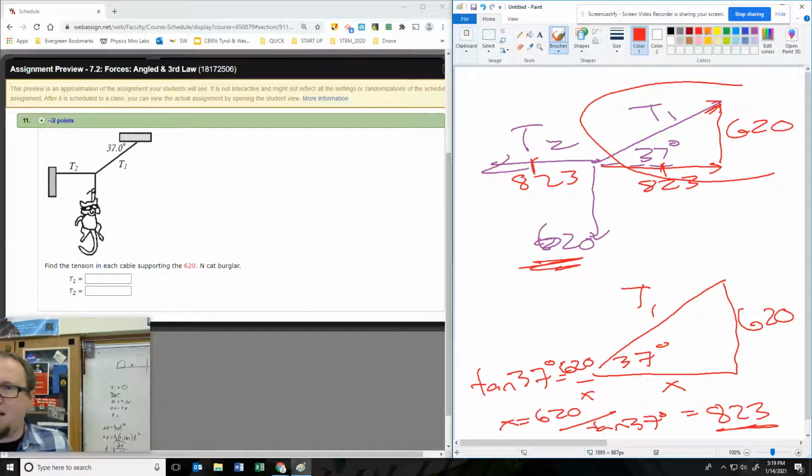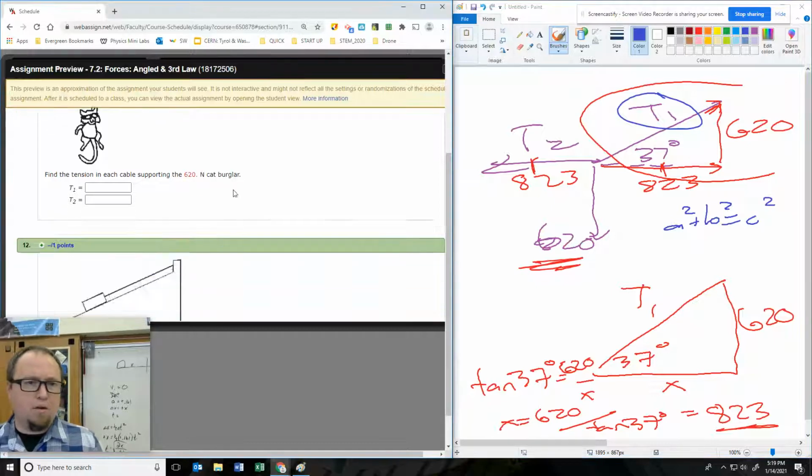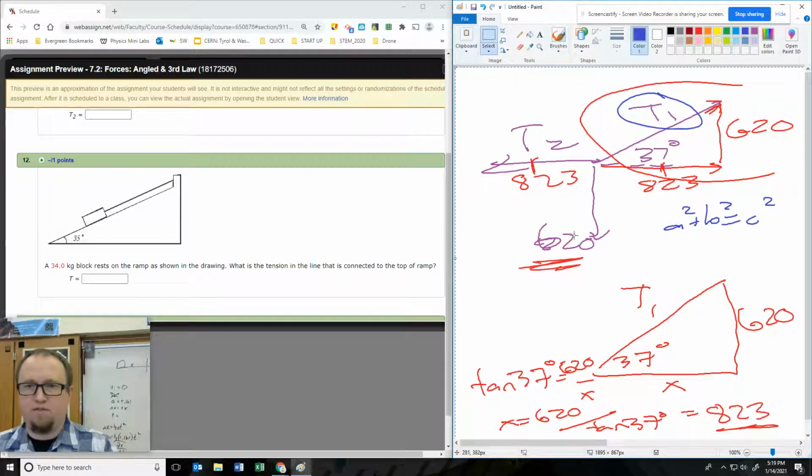Now, the last step is how am I going to find T2? Easiest way, once you have two of them, I always just do a squared plus b squared equals c squared. Solve for this guy, not T2, but T1. That's it. All right, number 12.